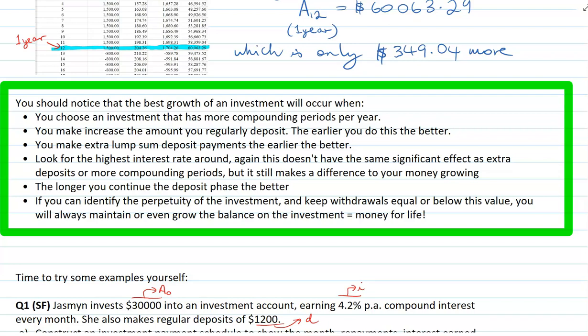Look for a high interest rate. This will also help grow your money more. And the longer you can continue your deposit phase, the better. And if you're smart about it, you can work out a perpetuity of your investment, where if you keep the amount you withdraw equal or below this particular value, you will always maintain your balance or even grow your balance.